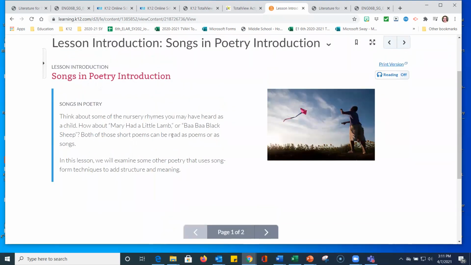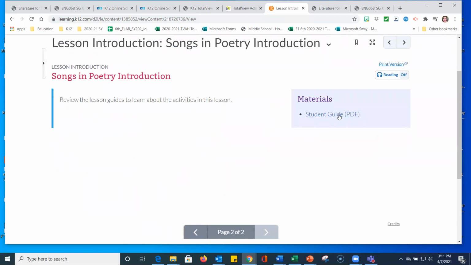Think about some of the nursery rhymes you may have heard as a child. How about Mary Had a Little Lamb or Baa Baa Black Sheep? Both of those short poems can be read as poems or as songs. In this lesson, we will examine some other poetry that uses song techniques to add structure and meaning.